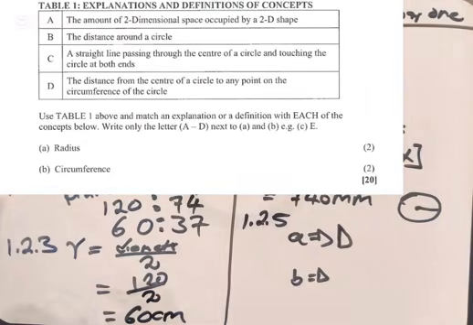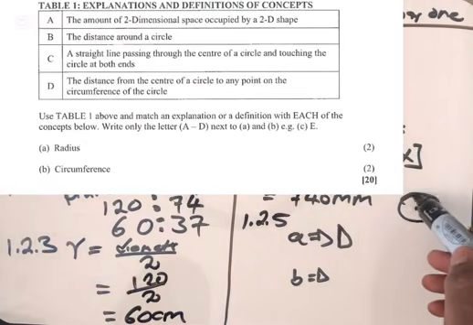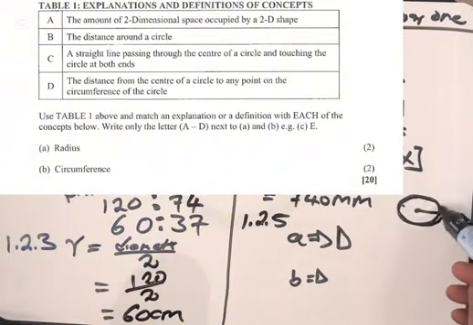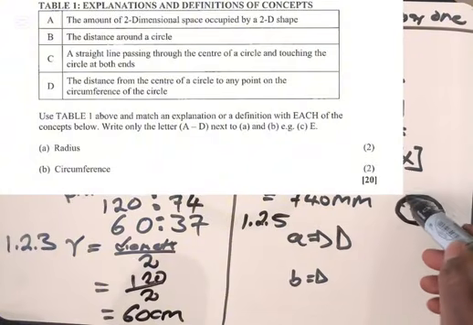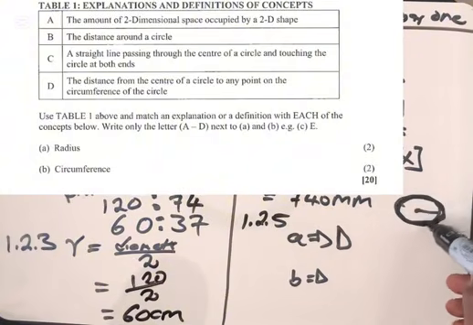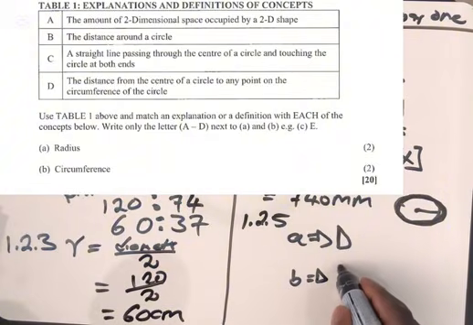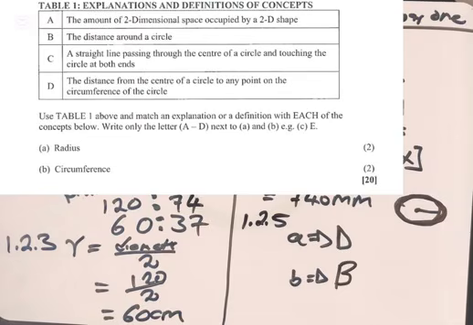Question B, they talk about the circumference. What is a circumference? It's a distance around a circle. So let's go and check if we have an explanation that talks about distance around a circle. Distance around a circle is B. So meaning that question B, the answer is B. This was question 1, 20 marks.